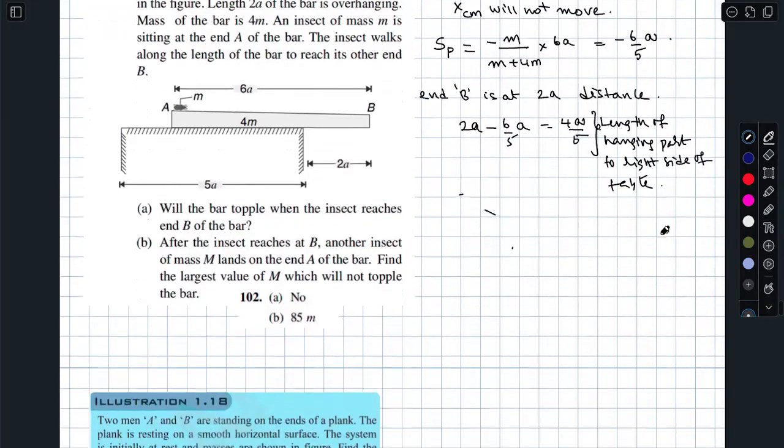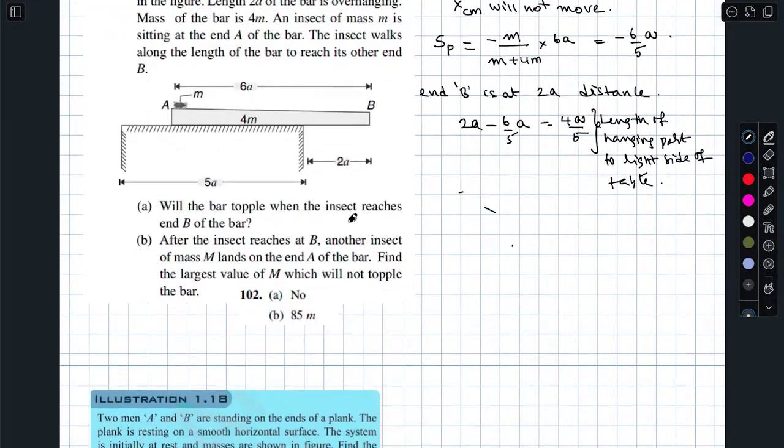Now my problem here is, I will take this end as the origin, 0. Now the insect is here, insect mass is m, and it is at a distance of x equal to 4A by 5. Clear? Next.